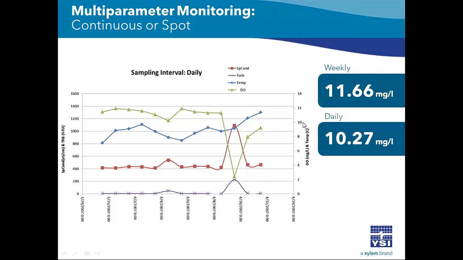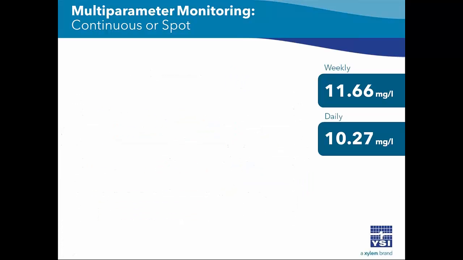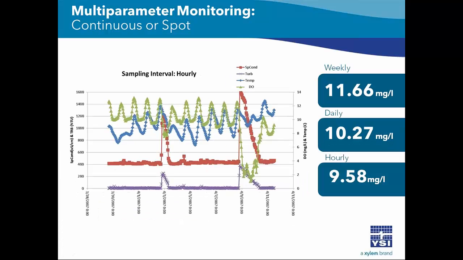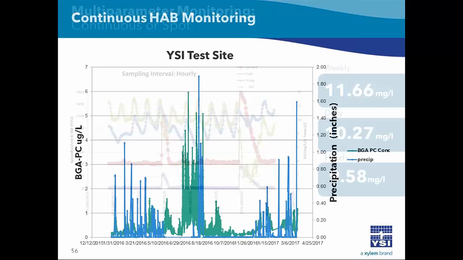Now, if you could do monitoring hourly using a continuous platform, you actually get a lot of detail about a couple of events that there was no way you could see before. And that's the value of continuous monitoring. And it actually also could give you a very different understanding of your dissolved oxygen patterns. But that comes at a price. Those types of platforms are a lot more expensive than the spot sampling platforms.